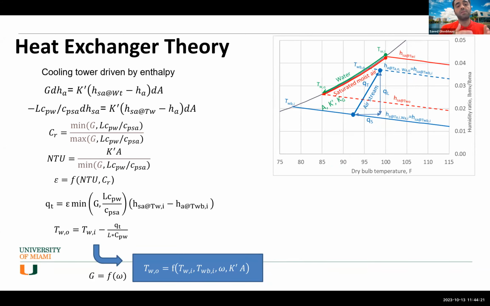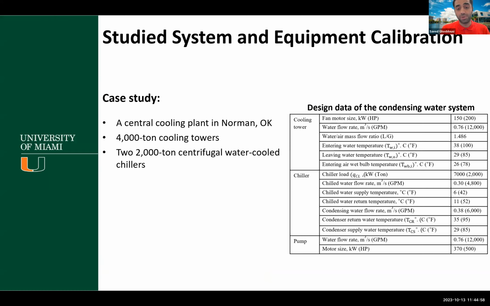Based on the cooling tower equation driven by the enthalpy, we can have the actual heat transfer, and also the most important part is that we can project the leaving water temperature from the cooling tower by using 4 inputs. We mentioned them: the entering water temperature, ambient air wet bulb temperature, cooling tower fan speed, and the coefficients, which are constant and unique for every single cooling tower, and we can project this leaving water temperature.